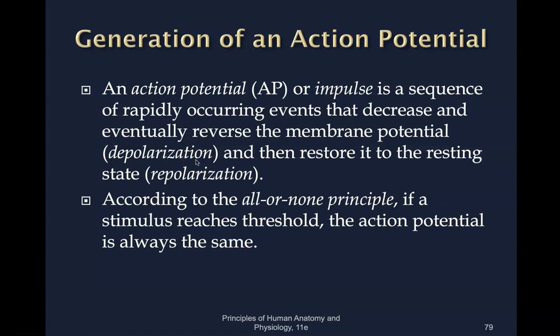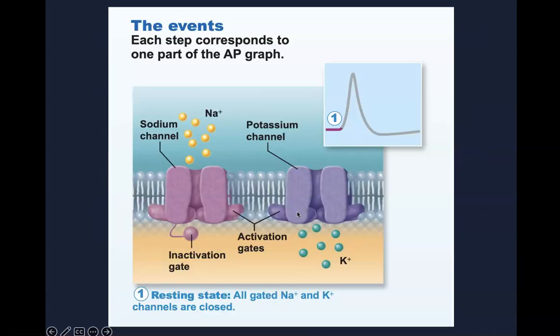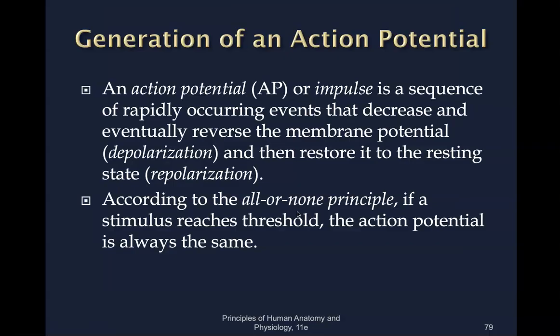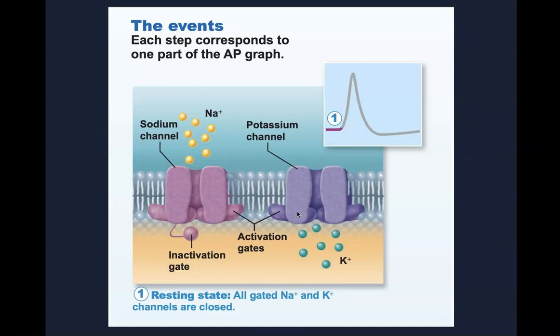Now we do have to eventually, obviously, restore that resting membrane potential so that we can fire again, right? So we've got to restore that membrane potential back to resting state, so that if we want to, we can trigger another action potential, or maybe we don't want to, so it stays at resting. So let's talk about this action potential and this all or none state that it's in. I'm going to go through the action potential step by step.